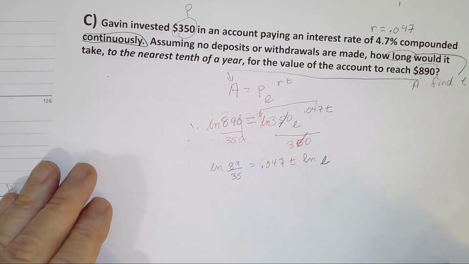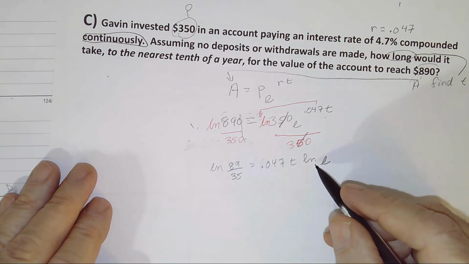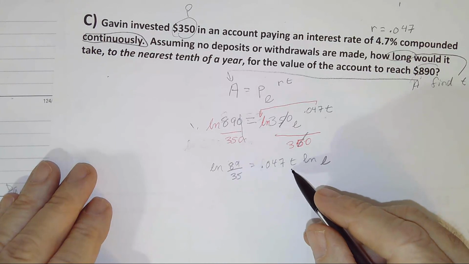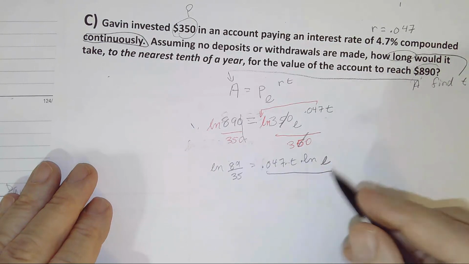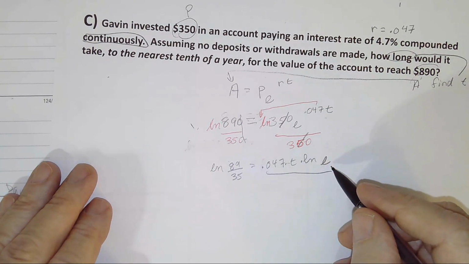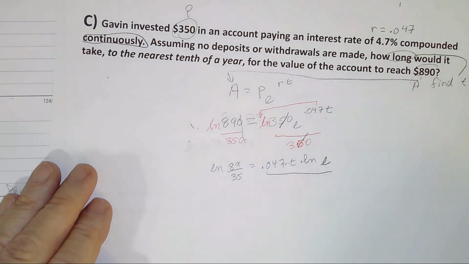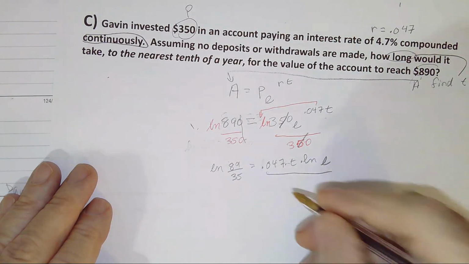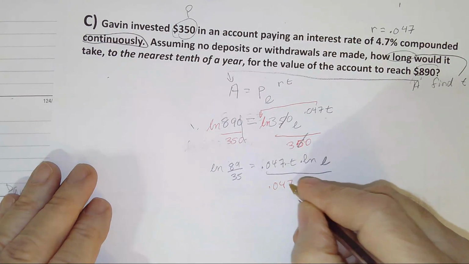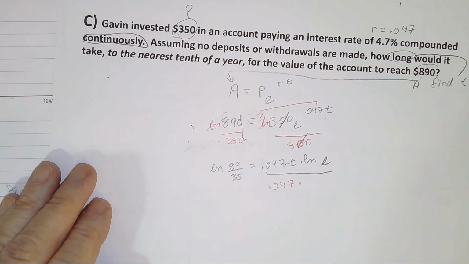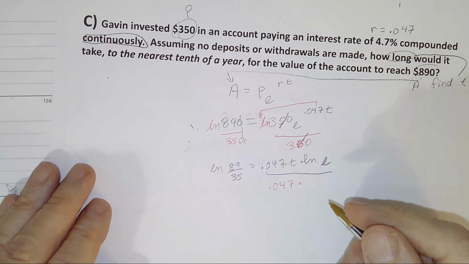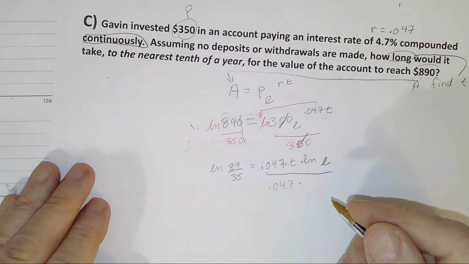So now I want to get the t all by itself. Remember, all this is multiplied together. I want to get rid of the 0.047, and I want to get rid of the natural log of e. So I'm going to divide by 0.047 times the natural log of e. Let me think a second here.